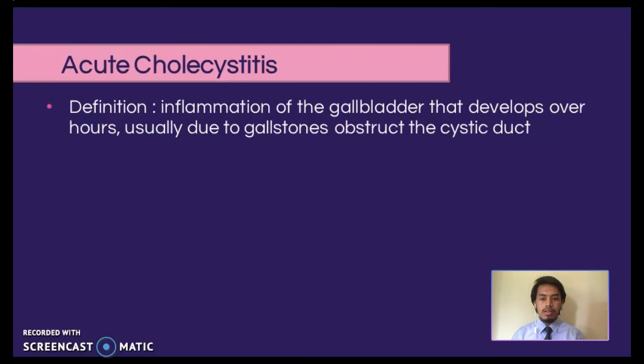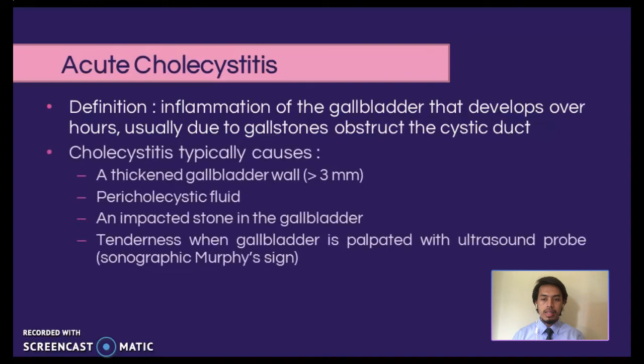It will then cause the patient to have right upper quadrant abdominal pain along with nausea, vomiting, fever, and anorexia. In ultrasound, cholecystitis will be visualized as a thickened gallbladder wall, more than 3 mm in measurement, pericholecystic fluid, an impacted stone in the gallbladder, and tenderness when the gallbladder is palpated with the ultrasound probe, which is also known as a sonographic Murphy sign. All of these conditions above are related to this patient.